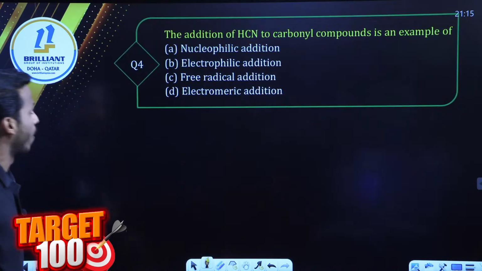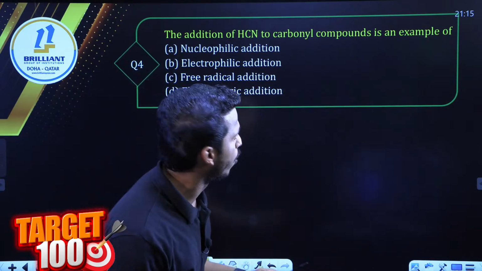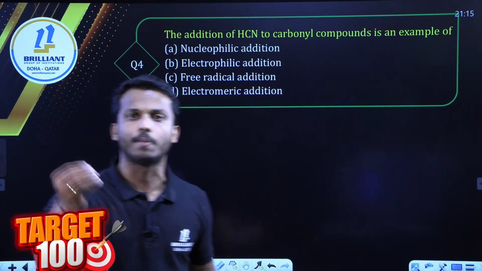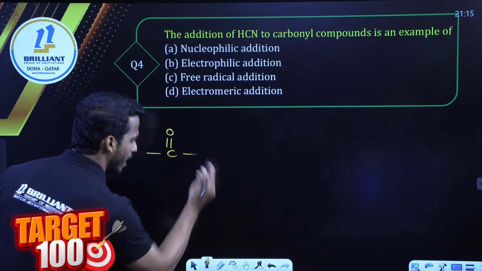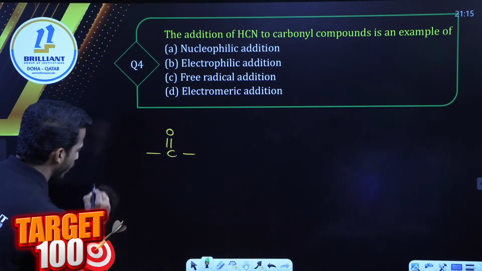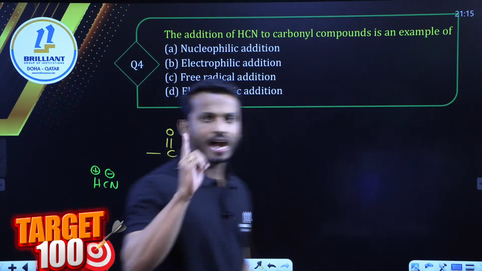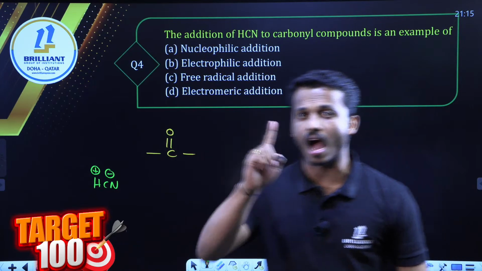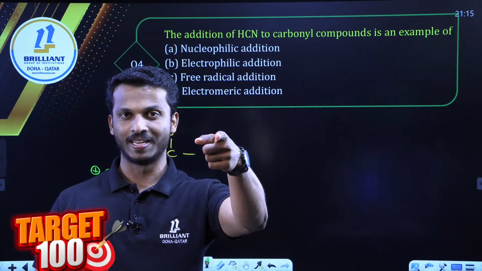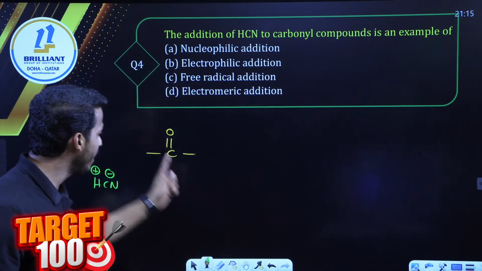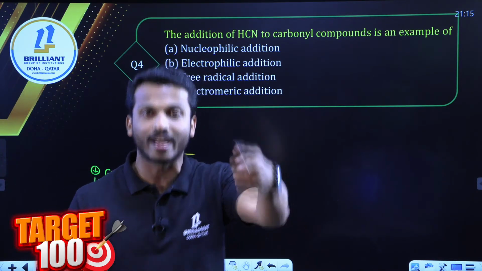Let's go to the next question, dear. Addition of hydrogen cyanide to a carbonyl compound is an example of what type of addition? Dear all, a carbonyl compound is a CO group, aldehyde or ketone it can be, and to which what we are adding? HCN, hydrogen cyanide. You know very well, when hydrogen cyanide is treated with an aldehyde or ketone, you get a product called cyanohydrin.